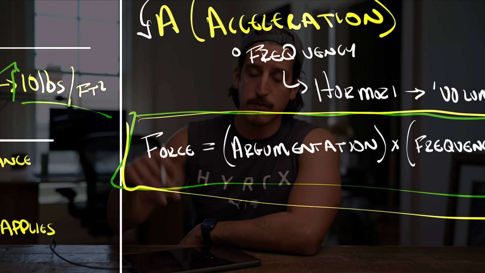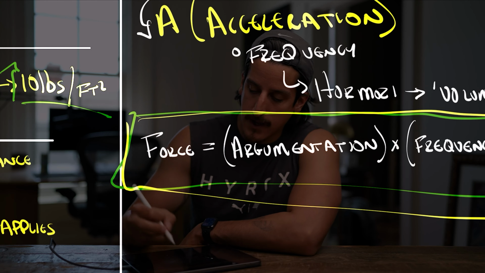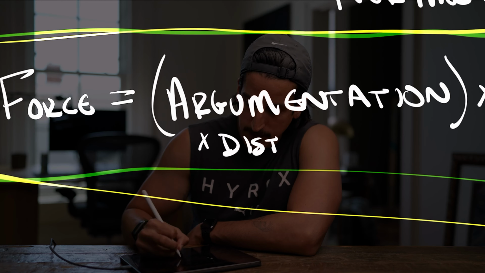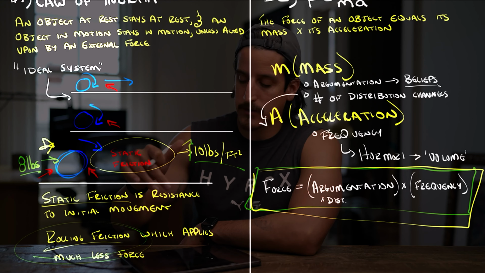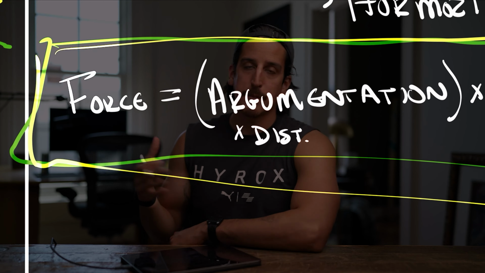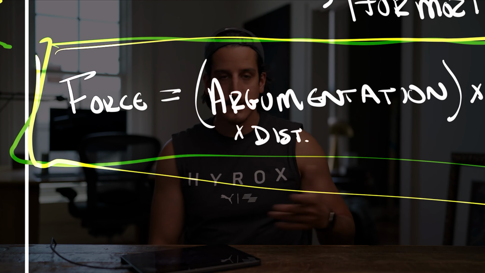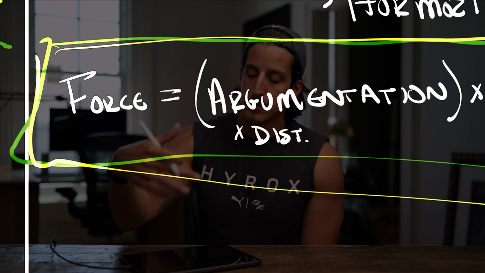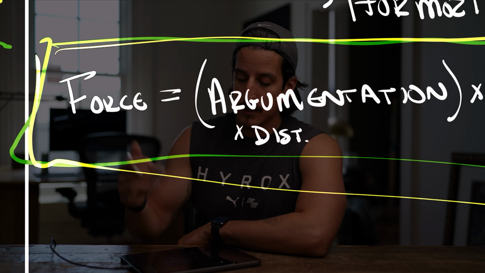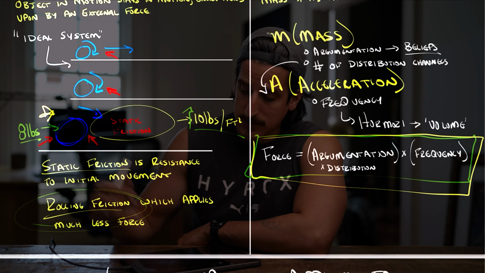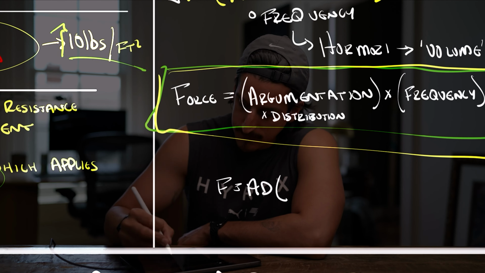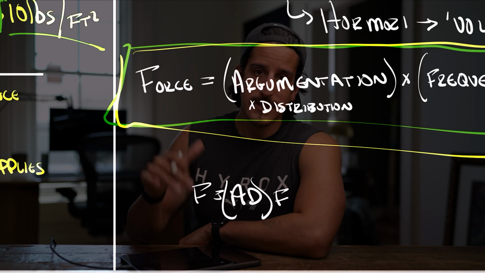times frequency. The reason I'm not putting distribution channels as an adder or multiplier really right here with argumentation is because I'm really focusing on one channel dominance, meaning it doesn't matter how many distribution channels you have, if it's on podcasts, Spotify, Apple Podcasts, TikTok, etc., Instagram, if you're trying to conquer YouTube and get the attention ball rolling with YouTube. If from an overall perspective, argumentation times distribution channels times frequency would be like F equals AD, like that, in parentheses, times frequency. That is how we calculate force.